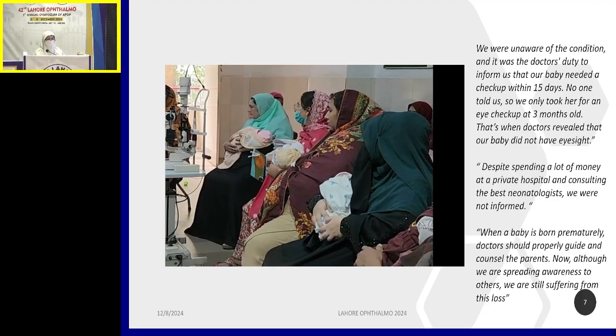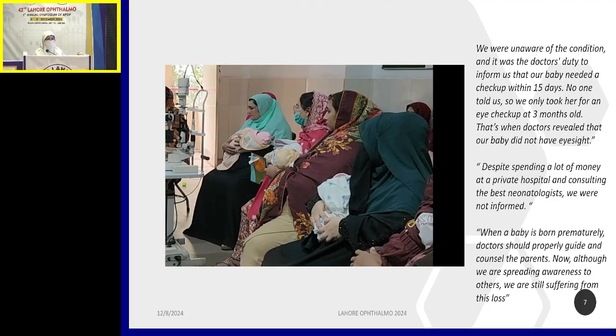This is a story which we have commonly come across. A mother who spent more than 600K in a private hospital, and she's complaining that the doctor was not aware, they didn't tell us to go and see the eye doctor, and she came to us with blind eyes.